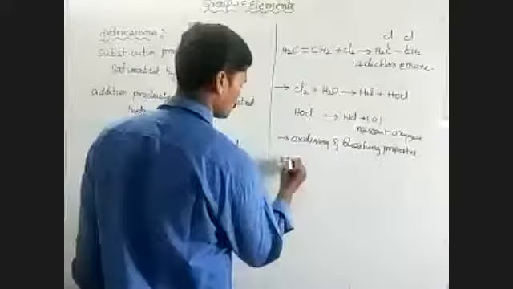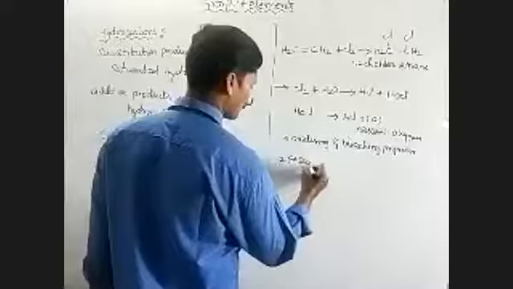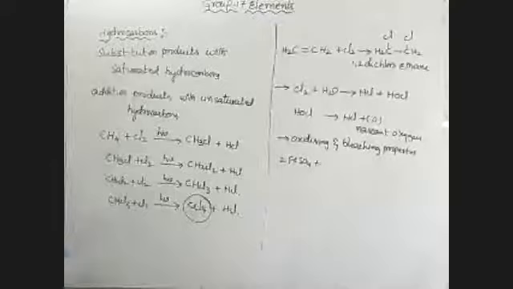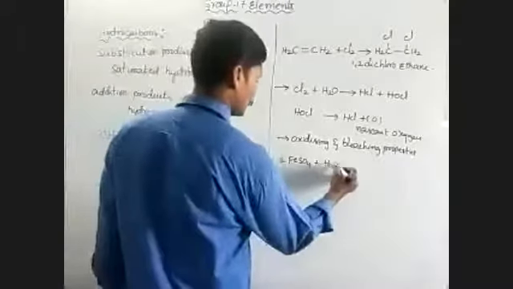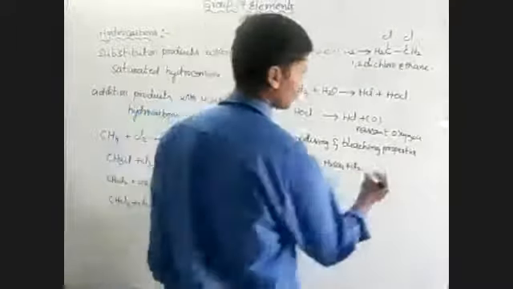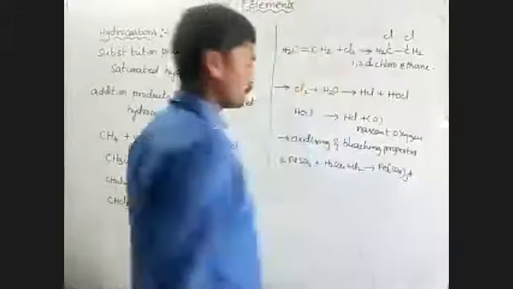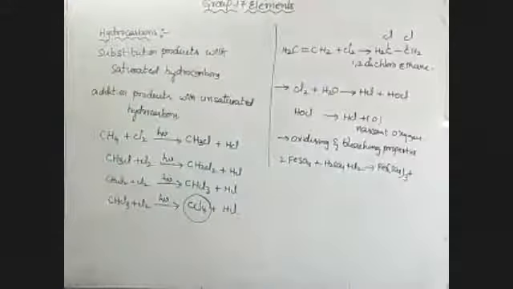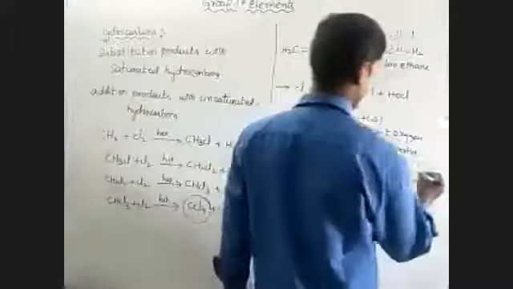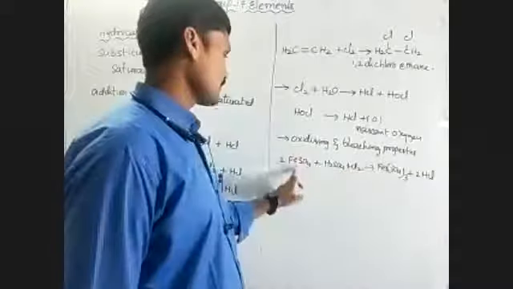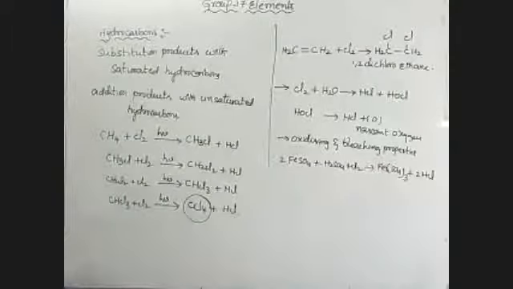That means here 2FeSO4, that is ferrous sulfate. This ferrous sulfate combines with H2SO4 plus Cl2. It forms Fe2(SO4)3, that means ferric sulfate. Ferrous sulfate is converting to ferric sulfate and HCl. That means chlorine oxidizes ferrous sulfate to ferric sulfate. Ferrous is oxidized to ferric.